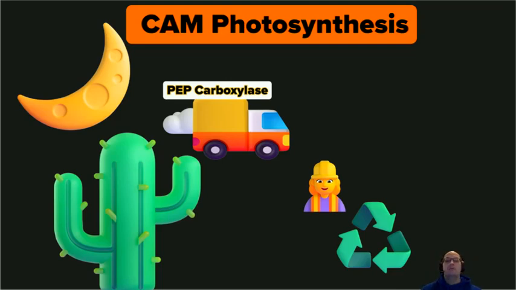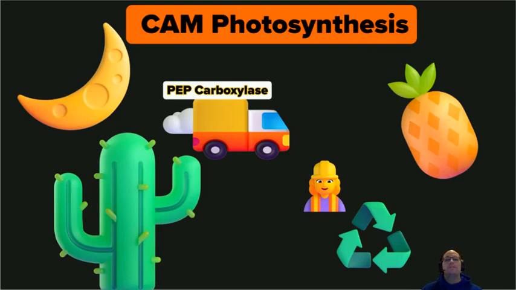and those stomata snap closed. So we see plants living in very arid, dry environments that do this, like cactuses, and up in the top there, pineapples are going to do this as well. It's an adaptation to reduce transpiration and prevent that massive water loss during the day. So those are the three main types of photosynthesis: C4, C3, and CAM.